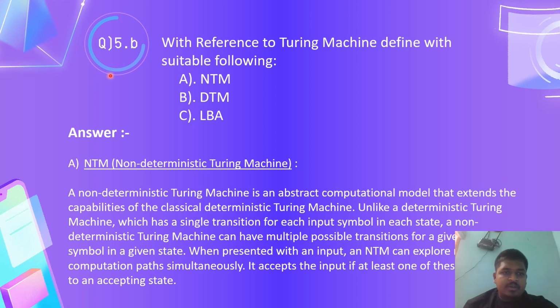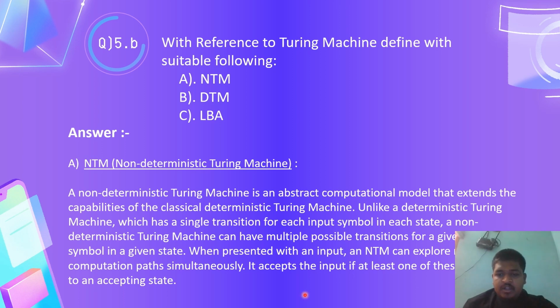Now see the question number 5B. With reference to Turing machine, define the following: NTM, DTM, and LBA. Answer is, first, NTM, non-deterministic Turing machine. A non-deterministic Turing machine is an abstract computational model that extends the capability of the classic deterministic Turing machine. Unlike a deterministic Turing machine, which has a single transition for each input symbol in each state, a non-deterministic Turing machine can have multiple possible transitions for a given symbol in a given state.